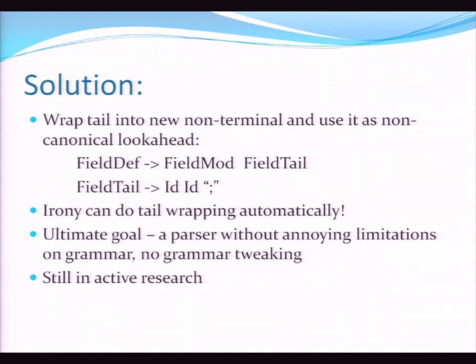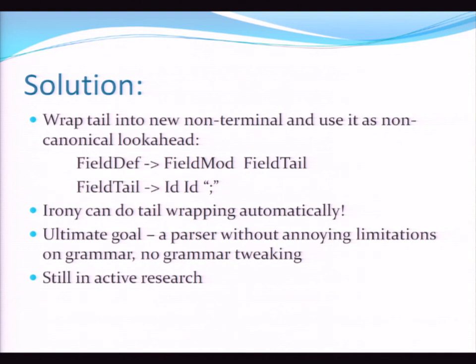So what we can do is start with parsing the first element, field modifier. If we cannot decide, we can go ahead and parse the next element, and then come back and decide. In this case, we need to transform the grammar and wrap the tail of our productions into the tails. So field definition becomes field modifier and field tail. So we transform the grammar, and then it becomes suitable for non-canonical parsing.